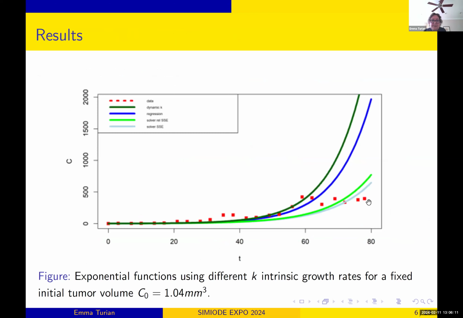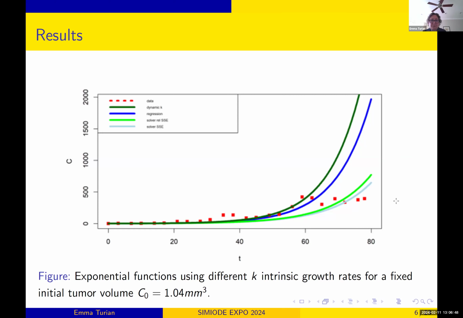The results are shown in this graph. The data is in red. The dynamic K exponential function is the highest growing one. And then we have the regression, and then the two solutions, the two trajectories from using K from the solver with the relative sum of square error and the solver where we minimize just the sum of square error. You see that they are a bit different.